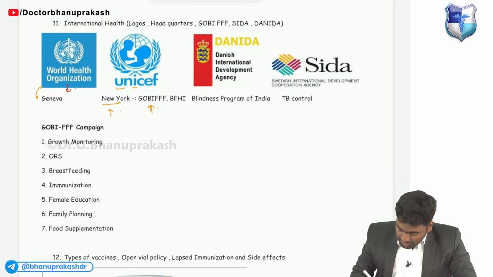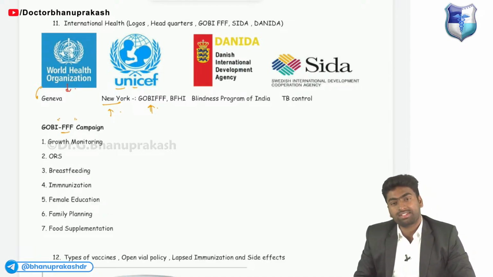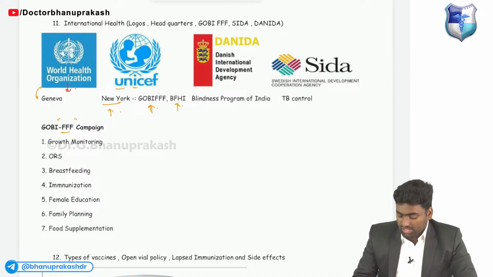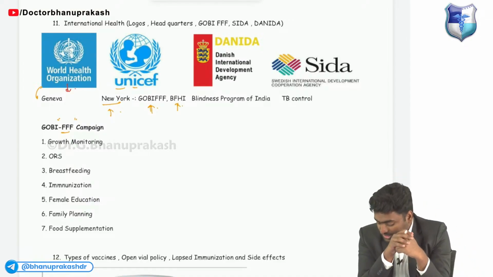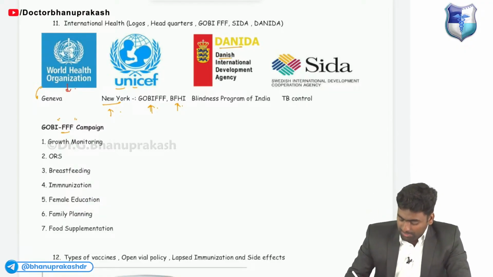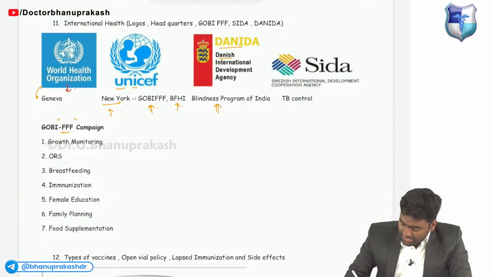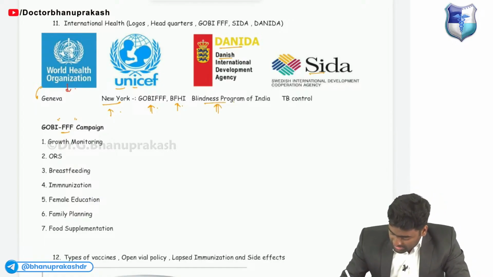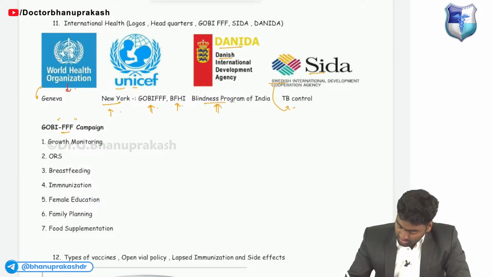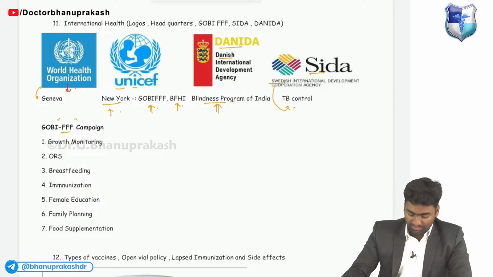which is known as the Gobi Triple F campaign, and it is a very important one, I will tell you. Then it runs one more thing, which is known as the baby friendly hospitals initiative. Fine. Then Danida, it is a Danish one, but it is in India, it helps in the blindness control program. Whereas SIDA, the Swedish one, it helps in the TB part of India.